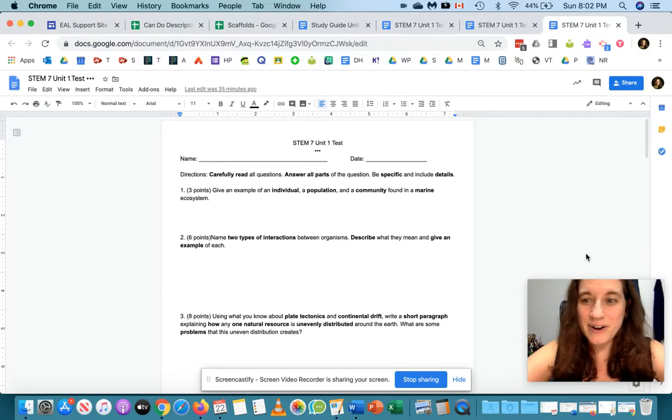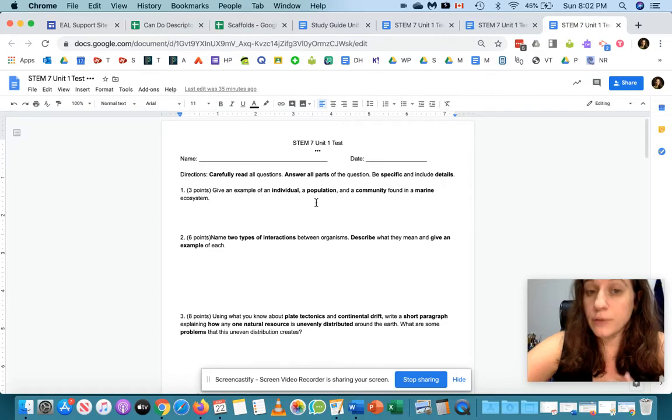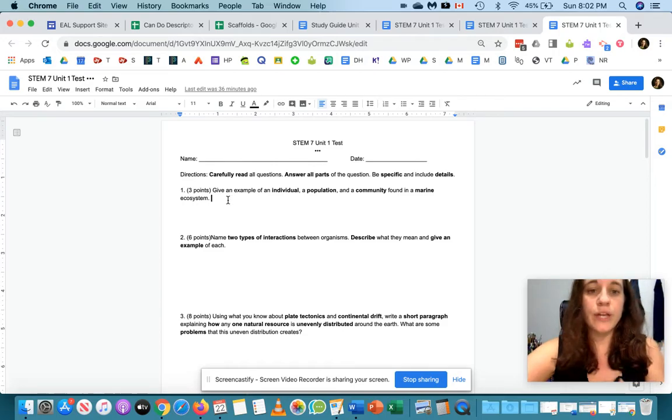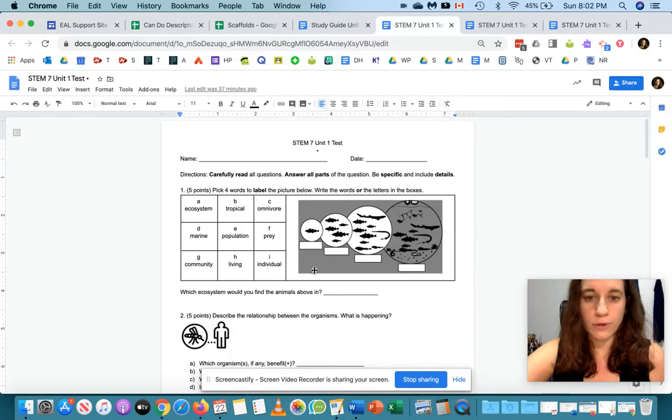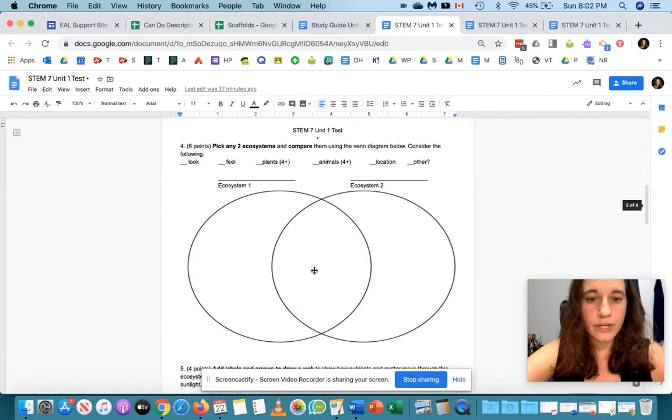Okay, so then for the 3 dot, we found these students were able to answer this question without it being modified in the quiz version, and they did successfully. They were successful as well on this unit test. So here we just say, give an example of each of these, and then they just do a sentence or few as a response. So we're looking at the same information. Does the student know what an individual, a population, and a community means? Just with different supports.